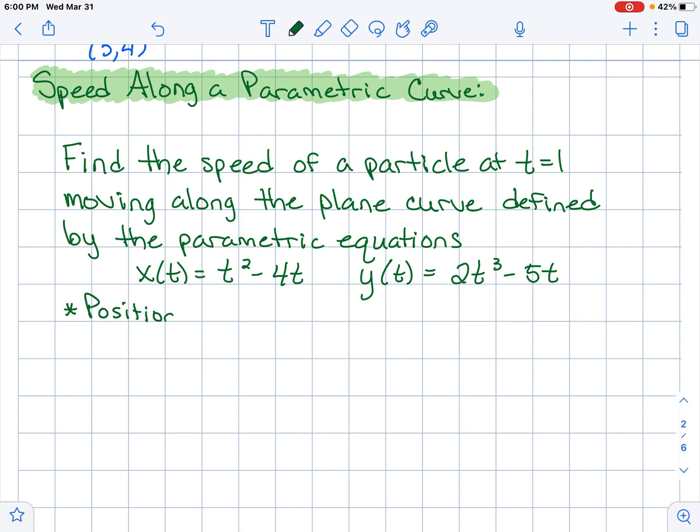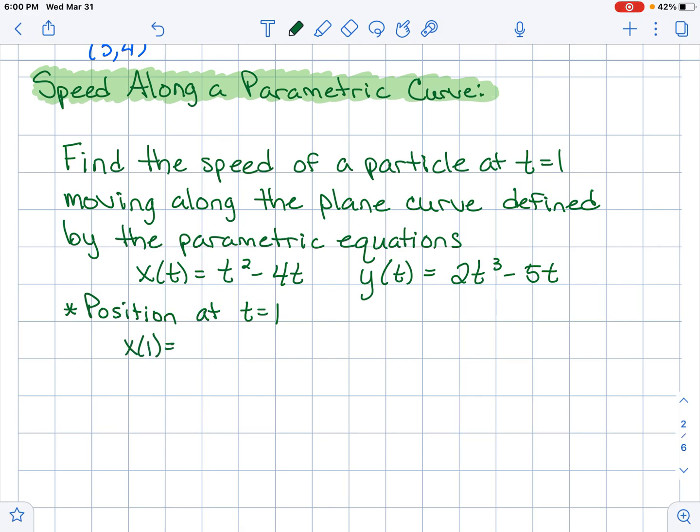So this question says find the speed at t equals 1. So let's first find the position at t equals 1. We'll build our way up to the speed. So just bear with me. The position at t equals 1 is what we just did there at the end. We can just replace t with 1.